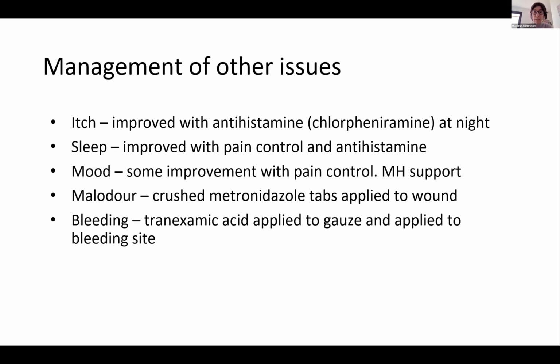And I shared with you earlier some other symptoms, and while this is really a pain case, I'll just go over a couple of the other symptoms and how we manage them as well. So he had quite a bit of itch at the wound site, and we prescribed antihistamines, and we used a sedating one because this also helped with his sleep at night. And his sleep was really much improved with the pain control, and with the addition of the antihistamine, he was sleeping well. And we watched carefully to make sure that he wasn't too sedated with that combination.